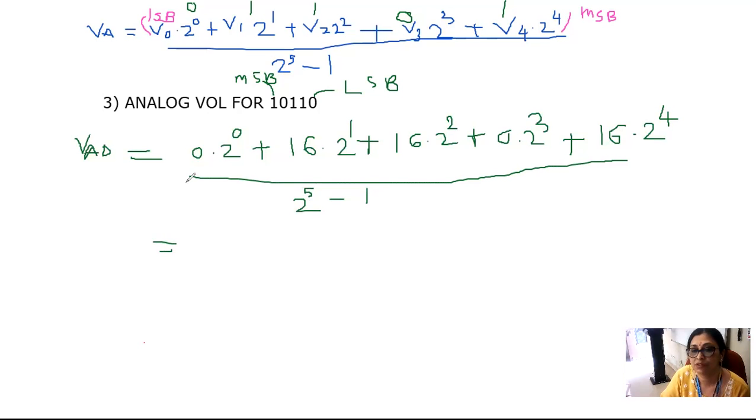Okay. So 0 into anything is 0 plus 2 raised to 1 is 2. So 2 multiplied by 16 is 32. Okay. Plus 16 into 4. What is the value of 16 into 4?